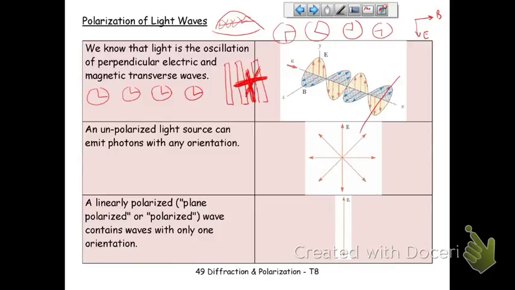Does polarized light look different from normal light? I can't tell the difference. It's just photons, it's just energy.